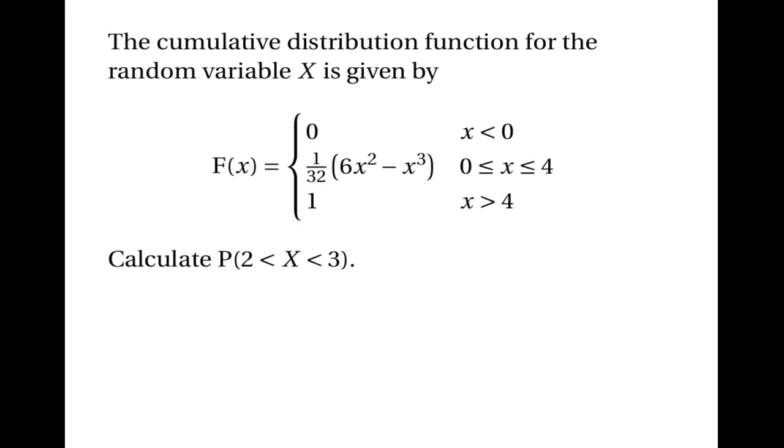We're told the cumulative distribution function for the random variable x. We're told that F of x is equal to 0 when x is less than 0, 1 over 32 times 6x squared minus x cubed when x is between 0 and 4, and it's equal to 1 when x is greater than 4. The question is to calculate the probability that x is greater than 2 and less than 3.